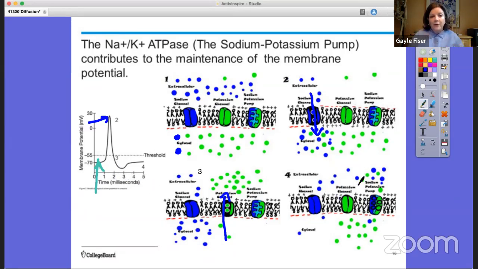But another action potential can't happen if you have the wrong ions in the wrong place. You can't have your sodium on the inside, your potassium on the outside. So the sodium-potassium pump is going to maintain that membrane potential and allow more action potential to occur by getting them in their right location. It's going to pump the potassium back in, and it's going to pump the sodium back out.